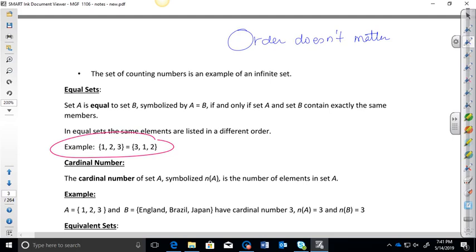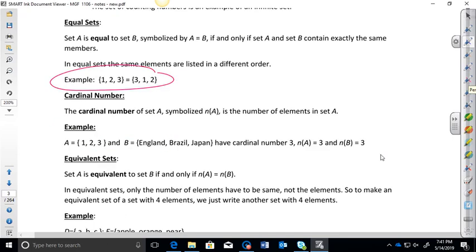Cardinal number. What do you call a cardinal number? You write it like this. It is the number of elements. How many are there? So what's the cardinal number of this set? How many are there? 3. Cardinal number is the number of elements. That's cardinal number. There are 3 elements there.